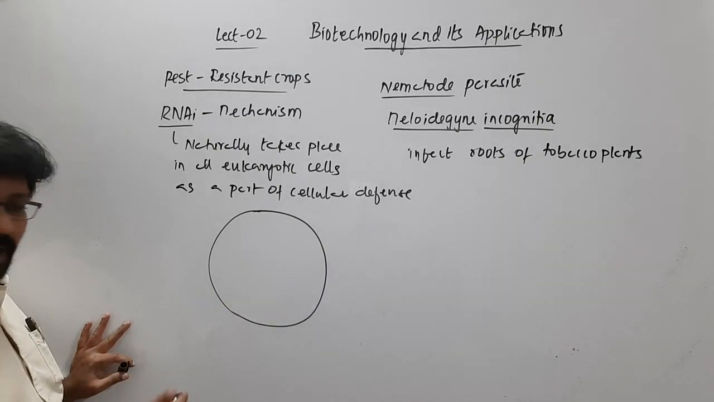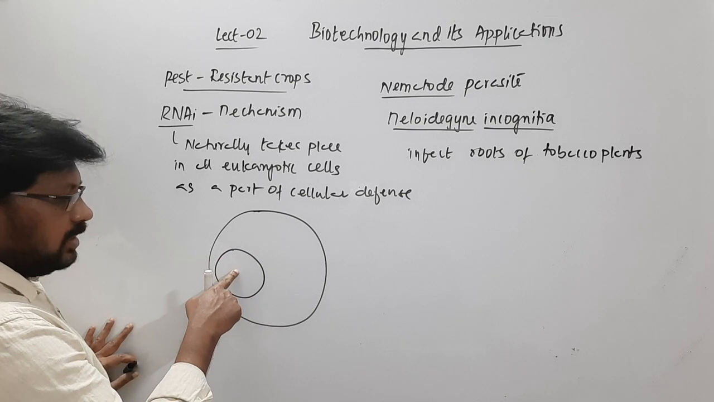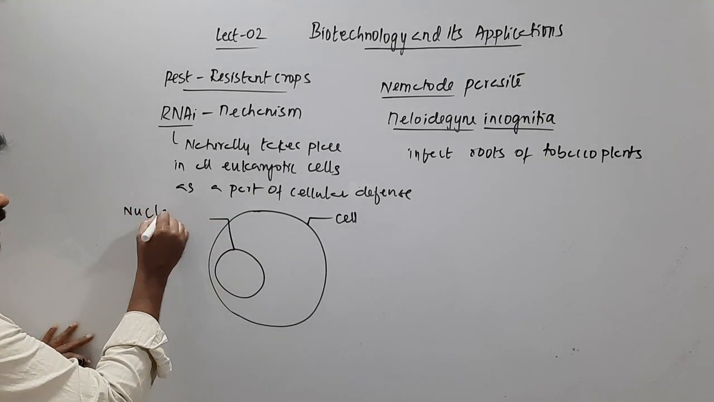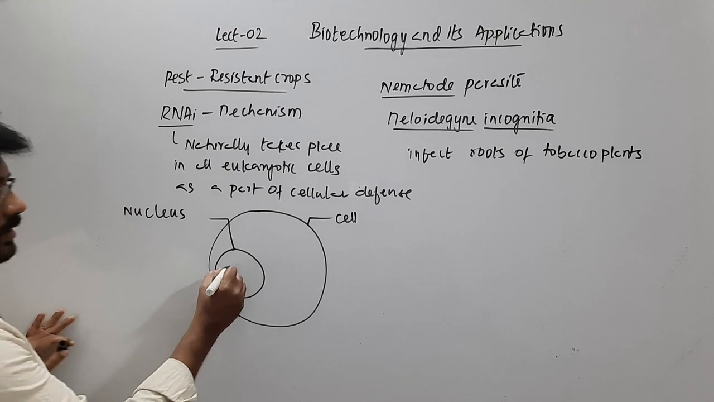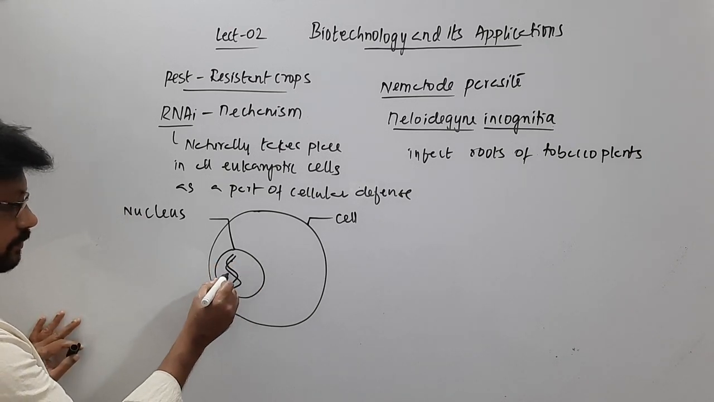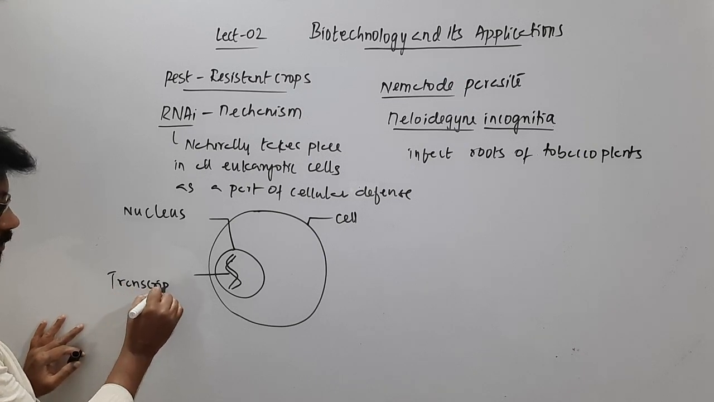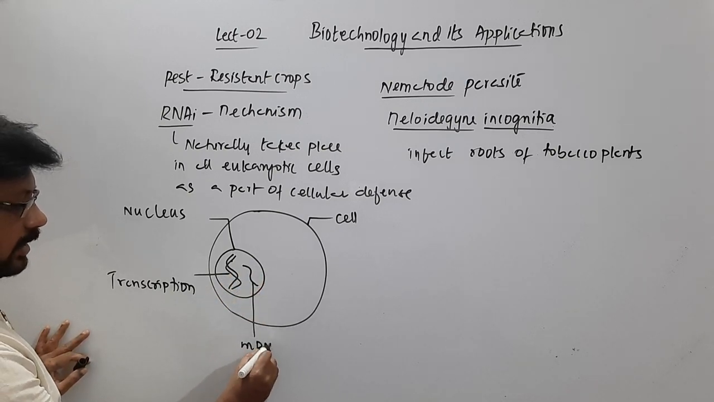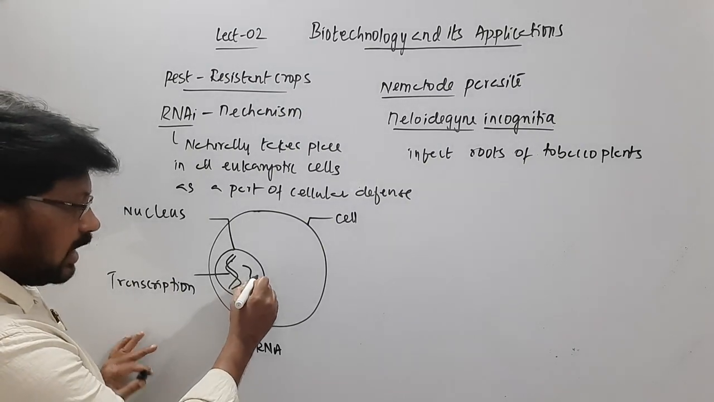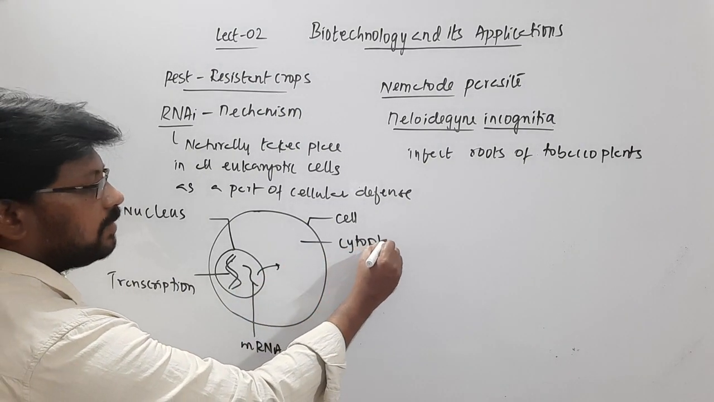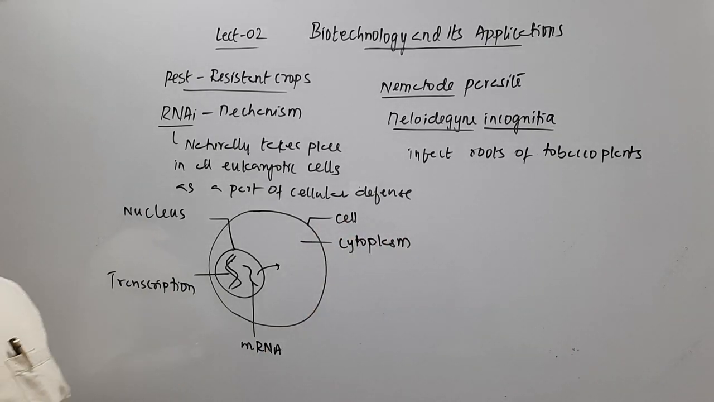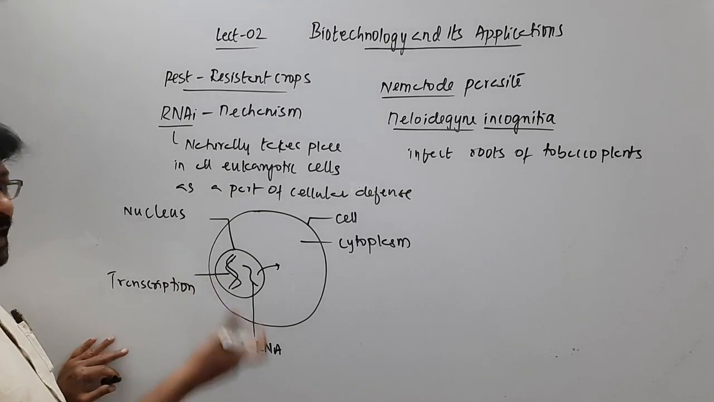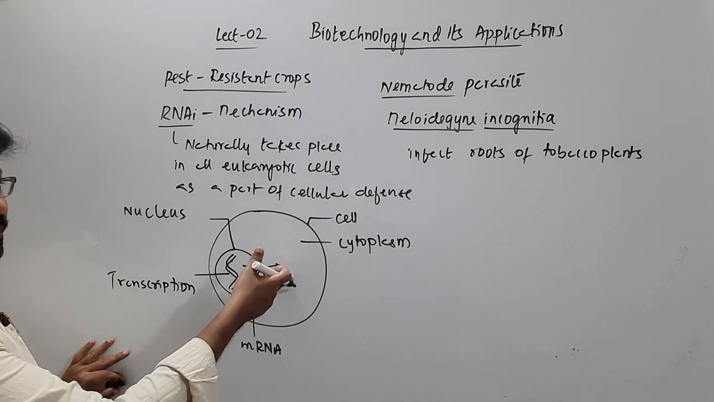From molecular basis of inheritance, we have some basics. We know that the process of transcription takes place inside the nucleus. So this is the cell and this is the nucleus, and inside the nucleus, from the DNA the process of transcription takes place, and it results in the formation of mRNA. So this is mRNA, and this mRNA will be transported into the cytoplasm. I hope you remember that transcription in eukaryotic cells takes place inside the nucleus, whereas translation takes place in the cytoplasm.